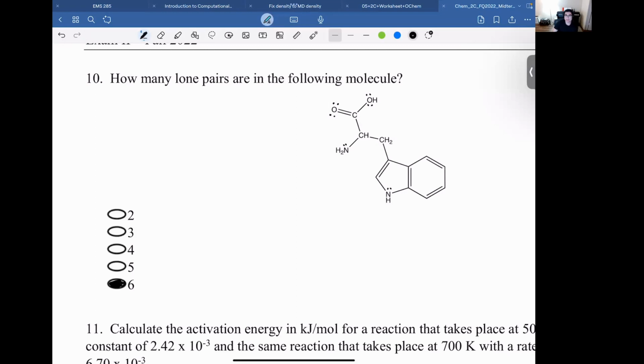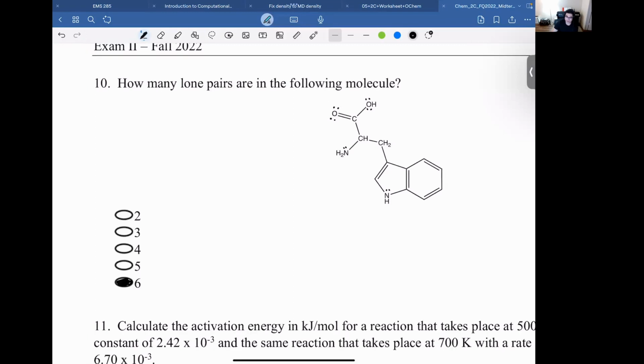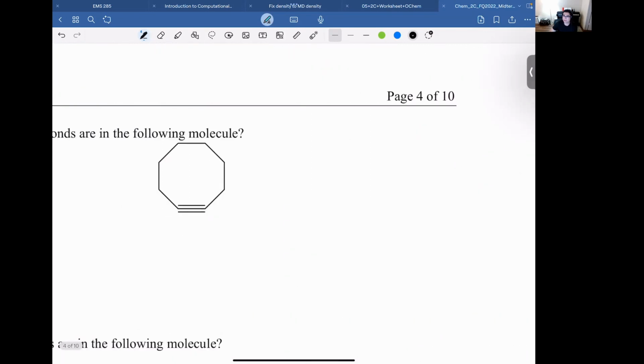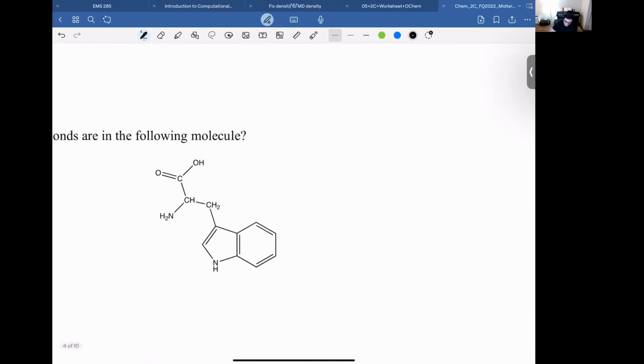Any other questions on number 10? I don't see any. And again, the reason why we fill up the octets has to do with minimizing formal charge on the molecule. So I'll do number 9 and then number 11.